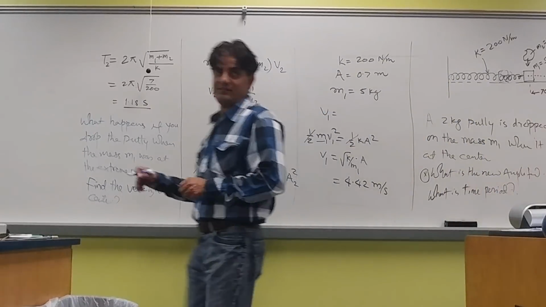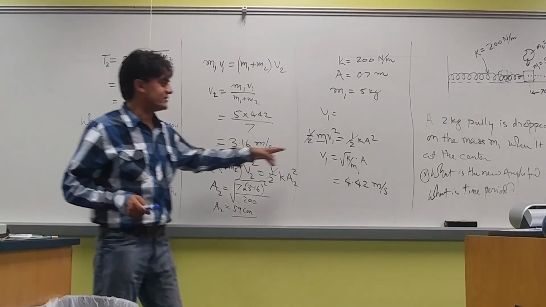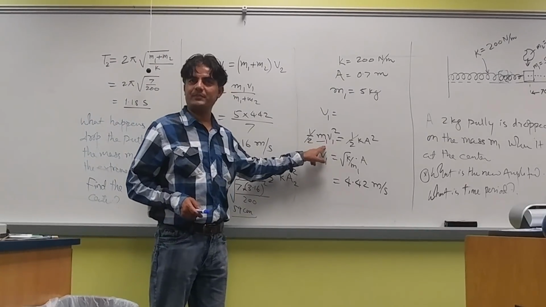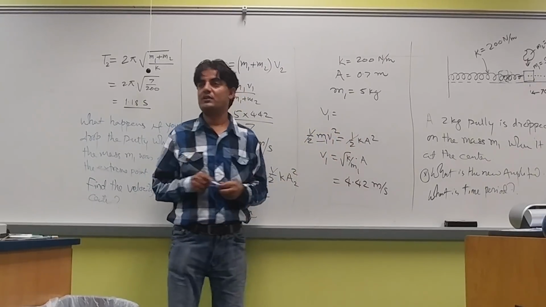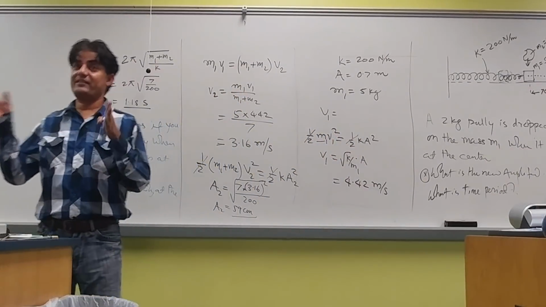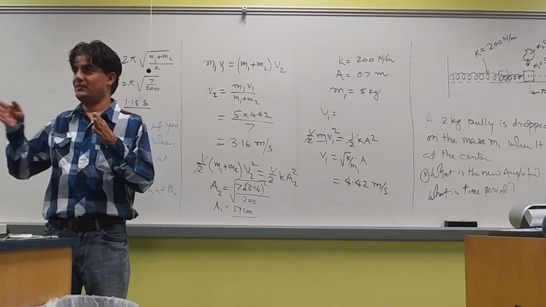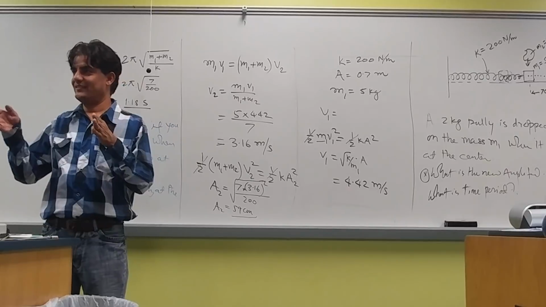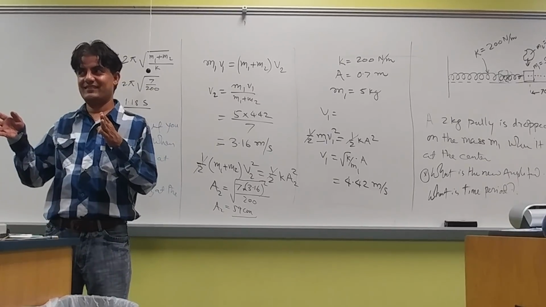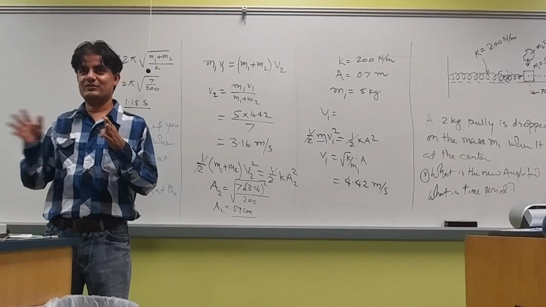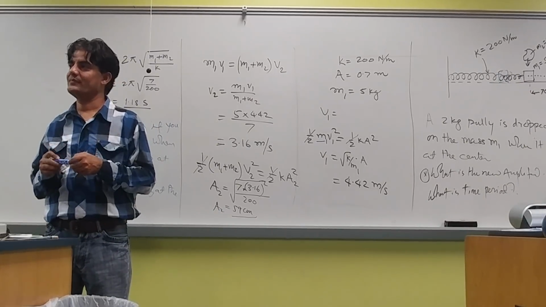So what does it mean? Of course, the velocity will be smaller because this mass will be bigger. Your velocity will go down. So it reaches there, but since the mass is more, it goes slower. But the amplitude is going to be the same. Makes sense? Yeah. Velocity goes slow.